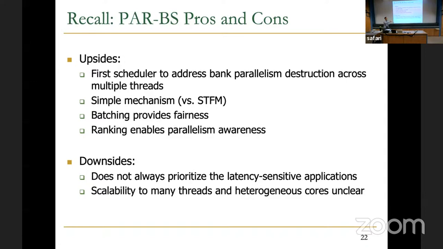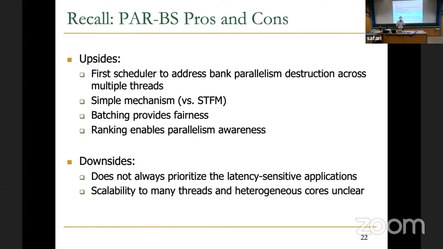Whereas if another application is generating a few requests once in a while, it doesn't have a lot of parallel requests that can be serviced in parallel. That application probably has a lot of latency sensitivity to that particular request, right? And to memory in general. So this is a problem, basically. If you make the batch too large, latency sensitive applications can get deprioritized. If you make the batch too small, then you don't exploit row buffer locality and parallelism as much.